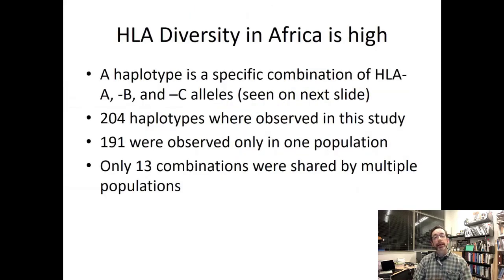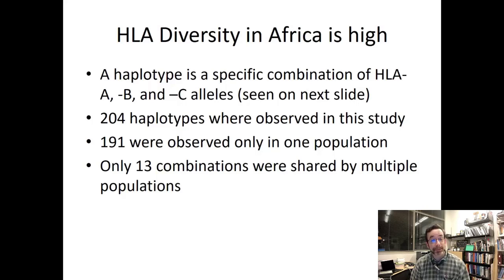Now in general, HLA diversity in Africa is high. They found a lot of those, that's a lot of genes. They looked at 170 people, and they found about 170 different genes when you add up the A, B, and C together. So to deal with this, they grouped the genes into groups called haplotypes. Haplotypes are complicated, but it's important for you just to know it's a group of genes that tends to be seen more than once. Even with that, to try to simplify things, you had to have 204 different haplotypes that you observed in this study.